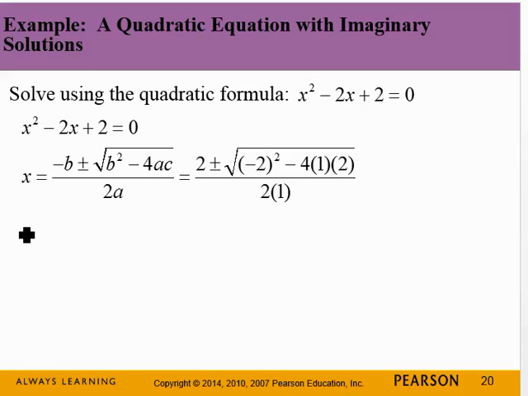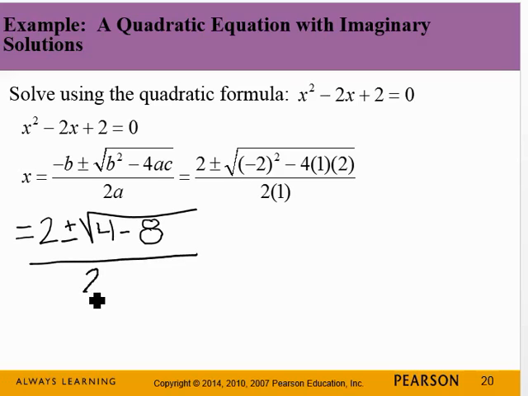So let's simplify this. Our negative b stays the same, plus or minus the square root of negative 2 squared, which is a positive 4. 4 times 1 is 4, times 2 is 8, all over 2 times 1, which gives you 2. So 2 plus or minus the square root of negative 4, all over 2. You're just going to continue to simplify this until you get to the end.